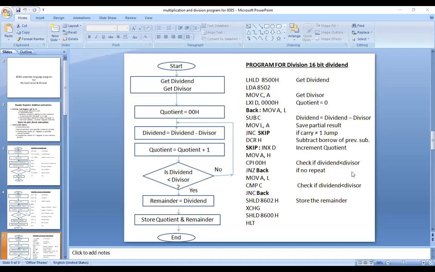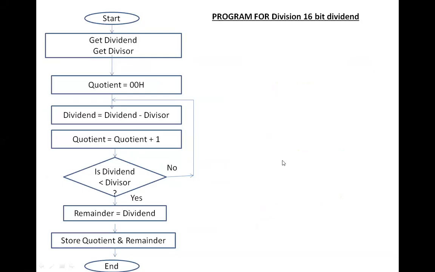Today we will be discussing the program for the division having the 16-bit dividend. The difference is very simple: this time the dividend is of 16-bit and the divisor is of 8-bit. And with these two values, we have to write the program for the division.